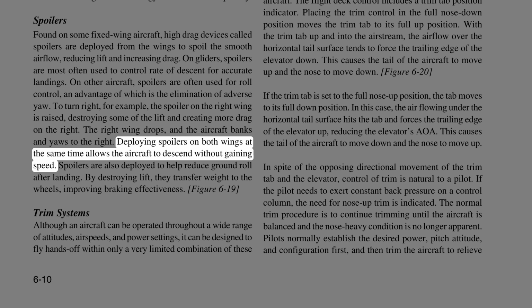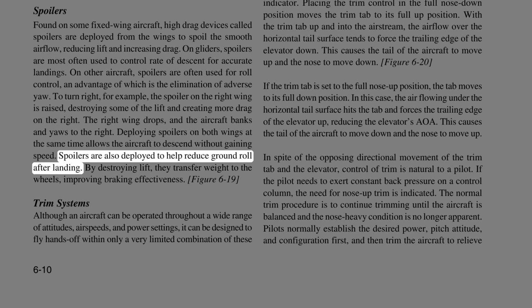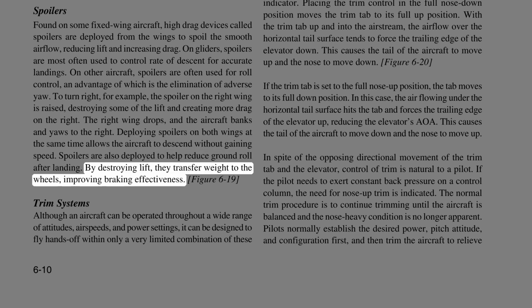Deploying spoilers on both wings at the same time allows the aircraft to descend without gaining speed. Spoilers are also deployed to help reduce ground roll after landing. By destroying lift, they transfer weight to the wheels, improving braking effectiveness.